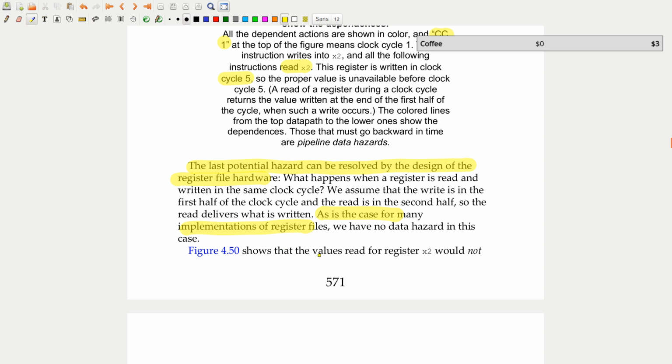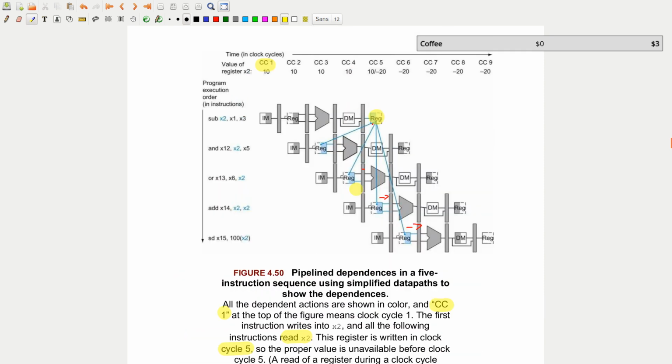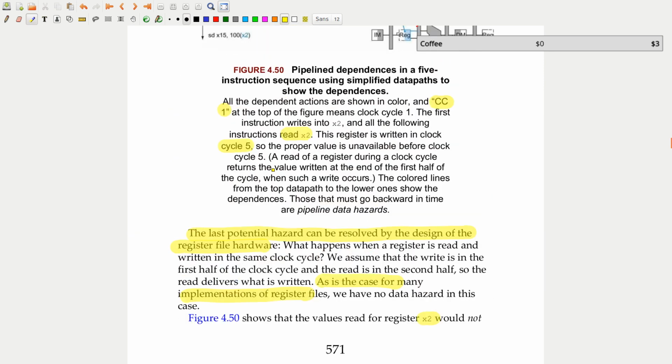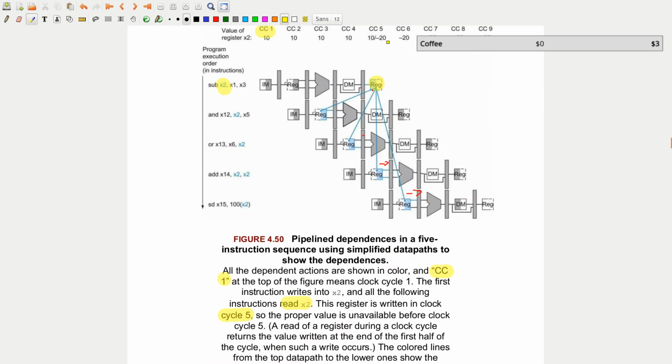So figure 4.50 shows that the value read for register X2, our value in question here, would not be the result of the sub instruction unless read during clock cycle 5 or later. So for everything in this cycle or later, for here and for here, because this is clock cycle 5 or later, we're doing okay because it's already in the register file. However, our problems still lie with these first two instructions.